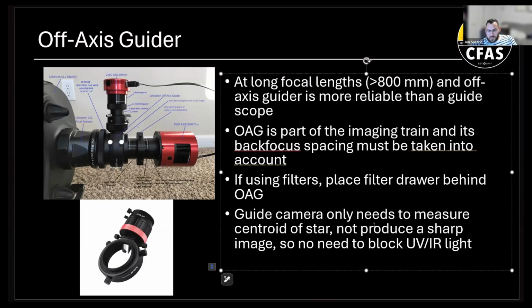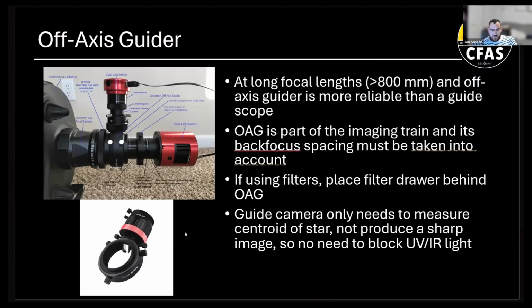The guide camera only needs to measure the centroid of the star, right? So the center of that star. They don't have to be sharp images. You don't want pinpoint stars. And actually, it works better if the star is slightly out of focus to better calculate a centroid. So you don't actually need to block the UV and the IR light from your incoming light to guide. I know some manufacturers will try to sell you a UV/IR filter for your guide camera, but you actually don't want that. It'll work slightly better if you don't block that light.